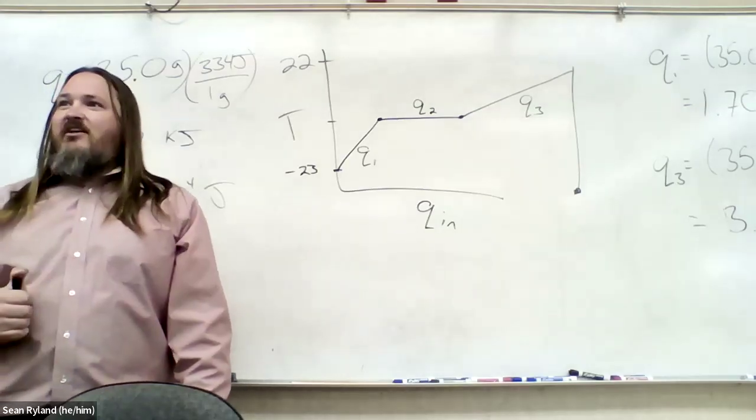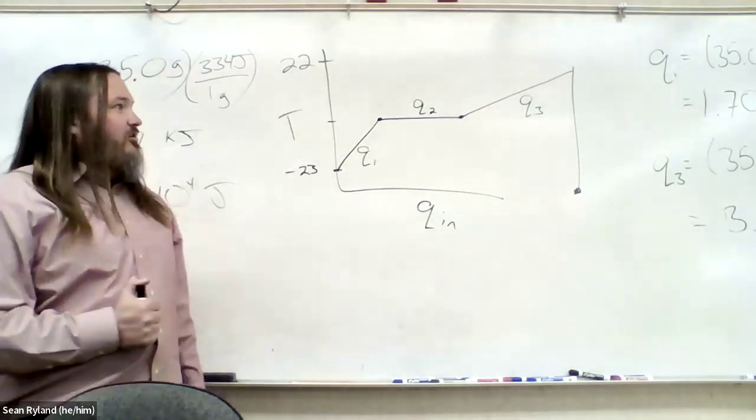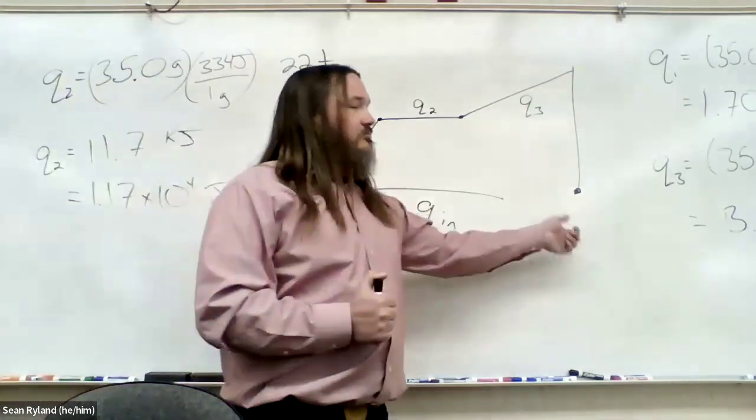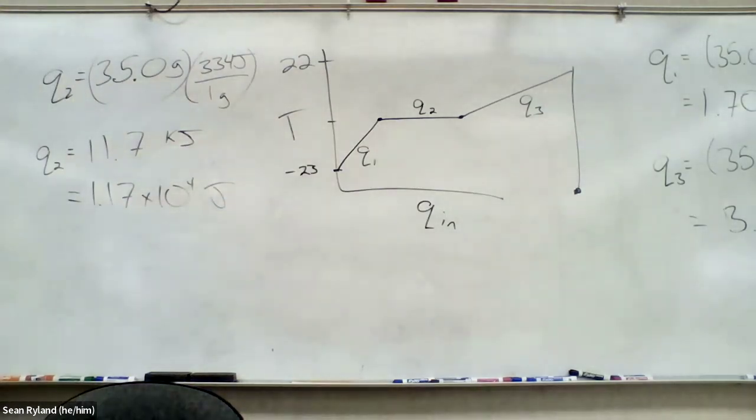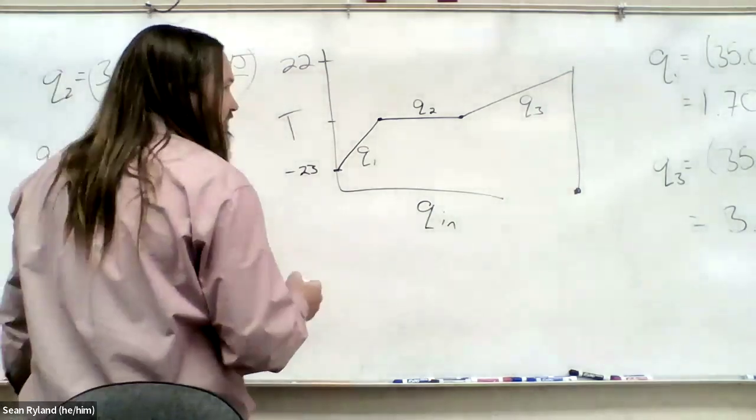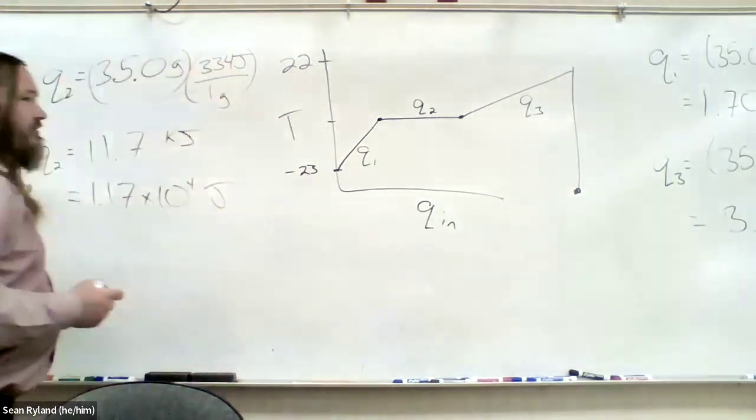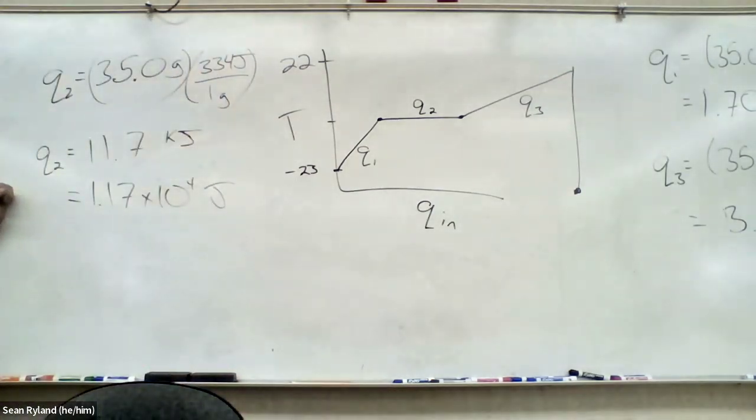Final step is just adding them together. We calculated all the steps individually, so the total energy is just the sum. 11.7 plus 1.7 gets 13.4, plus another 3.22.